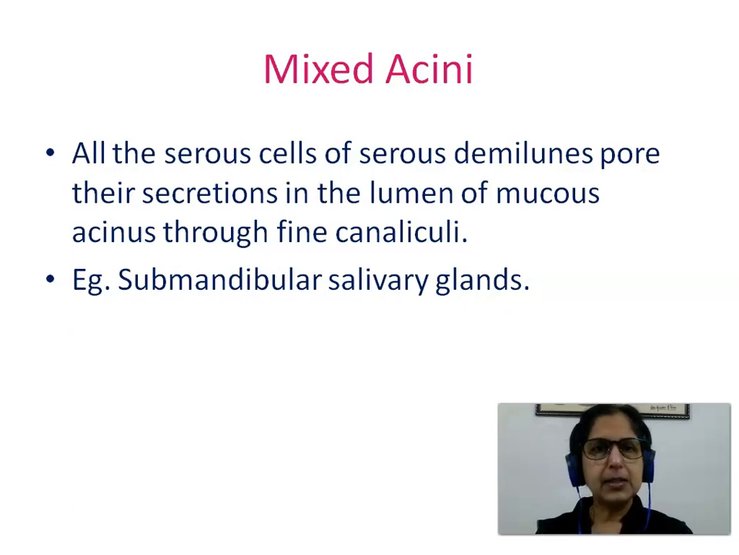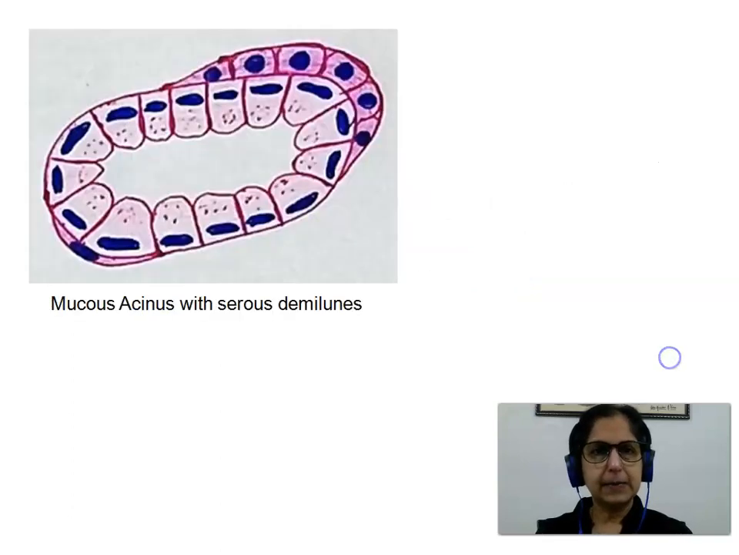Example, submandibular salivary glands. And this here is a picture of a mucous acinus capped with serous demilunes. This here is a mucous acinus with a myoepithelial cell, and these here are a few serous cells that cap the mucous acinus to form the serous demilune.